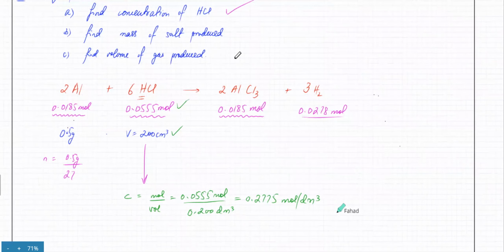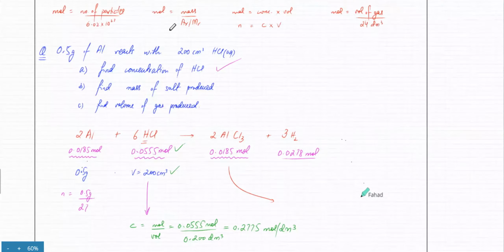Next part is to find the mass of salt produced. So we can do that. What is the formula for mass? I want to figure out the mass. The formula is moles is equal to mass over AR or MR. So multiply moles by AR or MR, and you'll get mass.